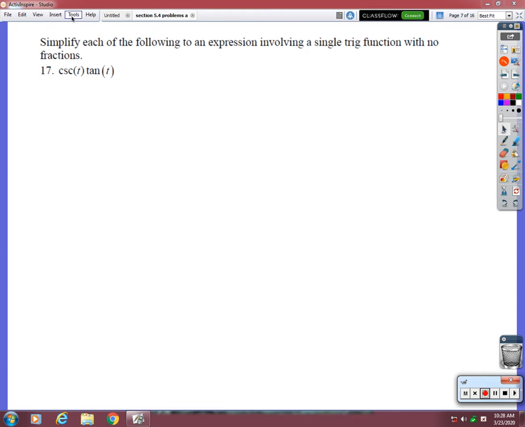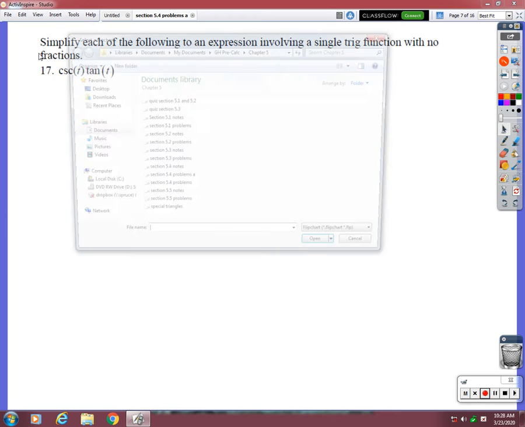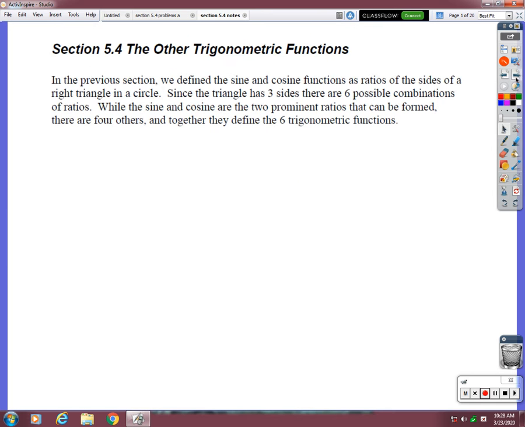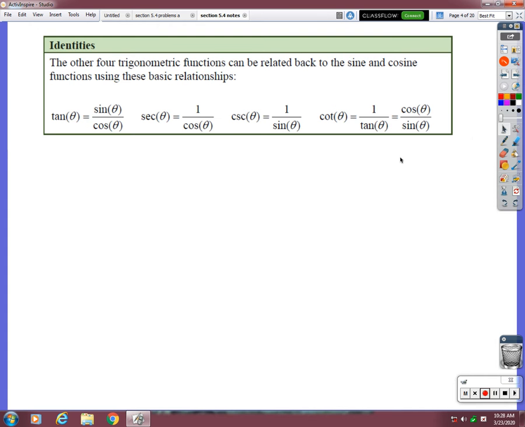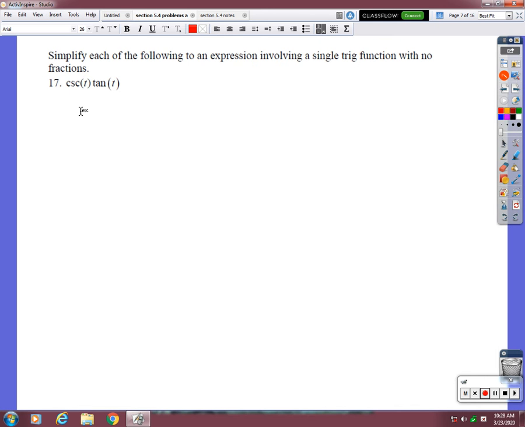Today we are going to tackle some of the problems that we did together on Friday. We are going to really be using quite a bit these identities right here. Referring back to this page a lot. So to start with, the first question is to simplify cosecant times tangent.